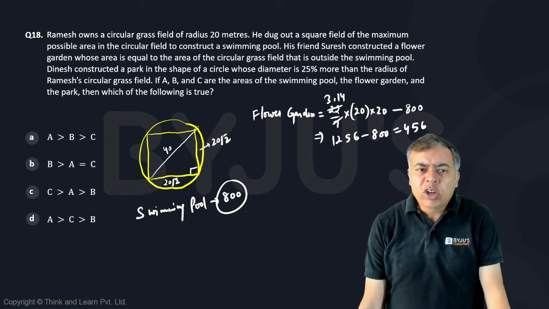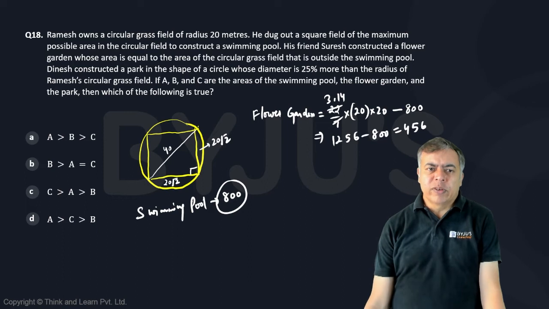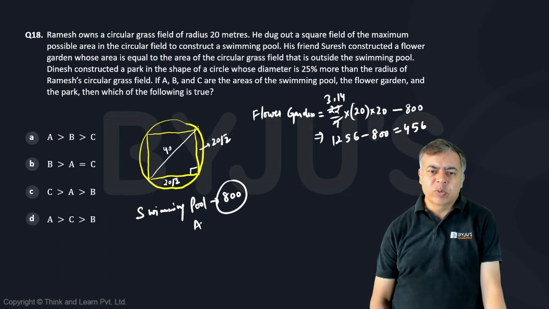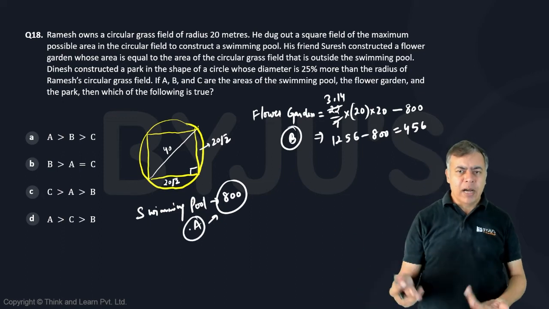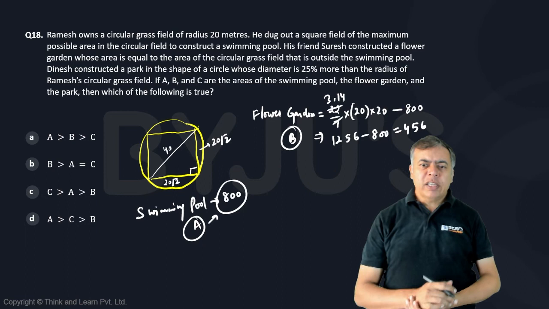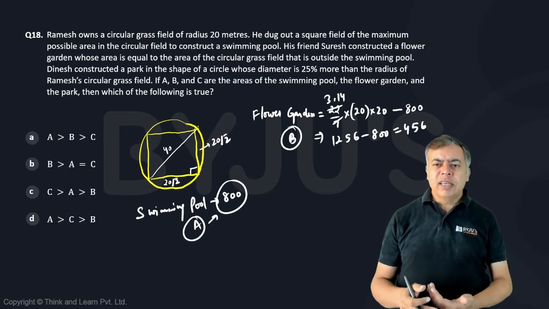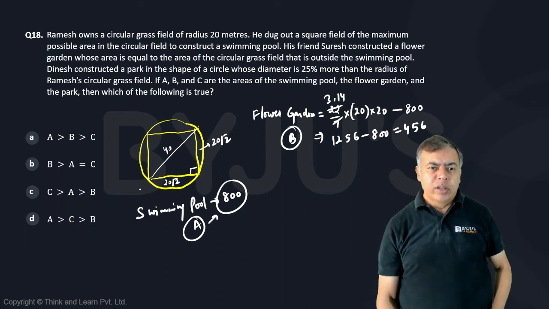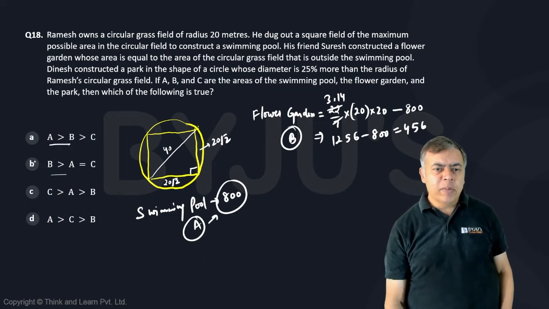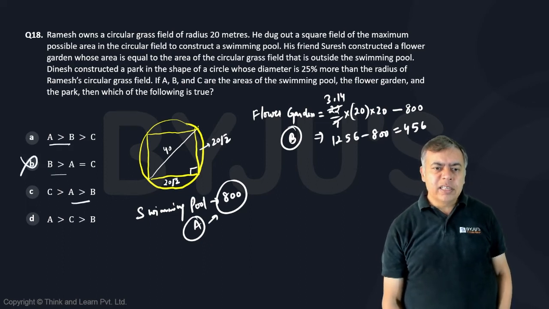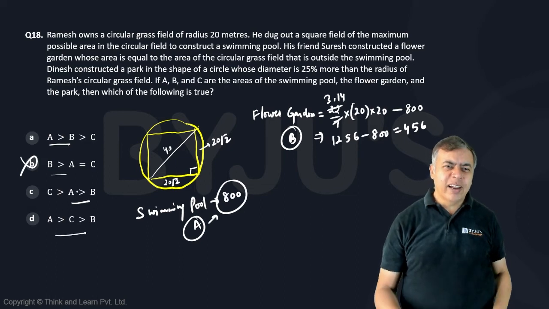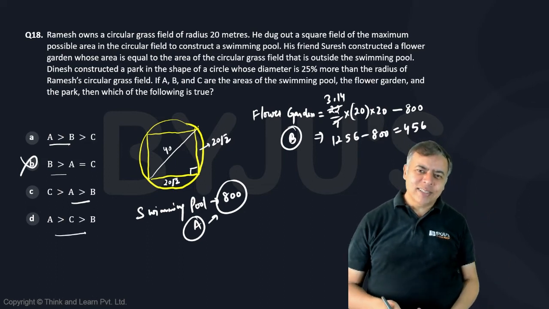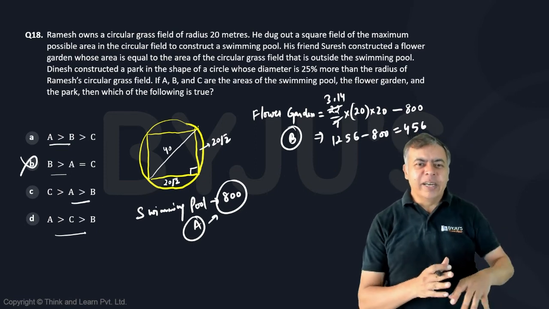Now see the question first. The question was, if A, B, C are the areas of swimming pool, so A is the area of swimming pool, B is the area of flower garden. So A and B we have already calculated. C is the remaining part, that we will do later on. First A and B. Can I say the area A should be greater than B? A cannot be less than B. A is greater than B. Okay, there are choices. So why was I looking at this? So that something else gets eliminated.